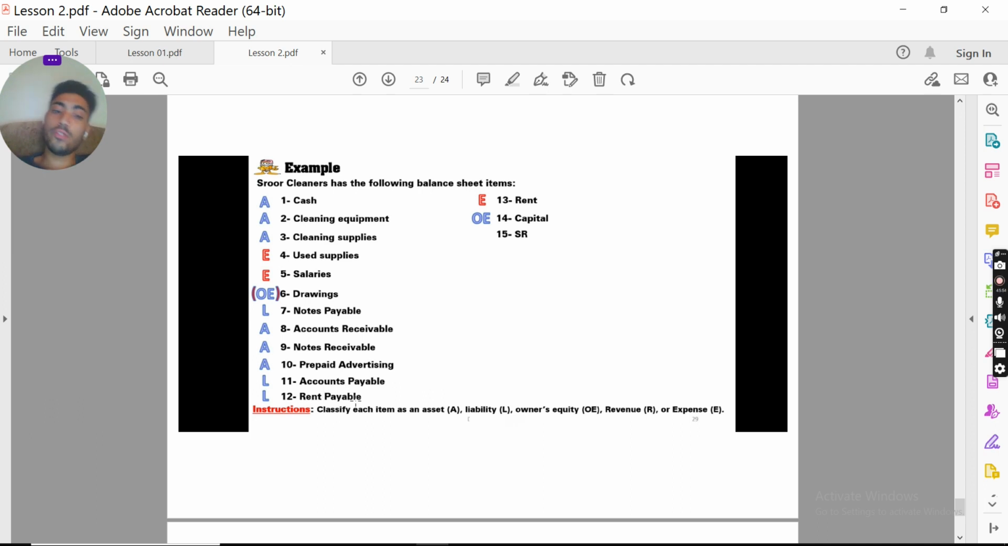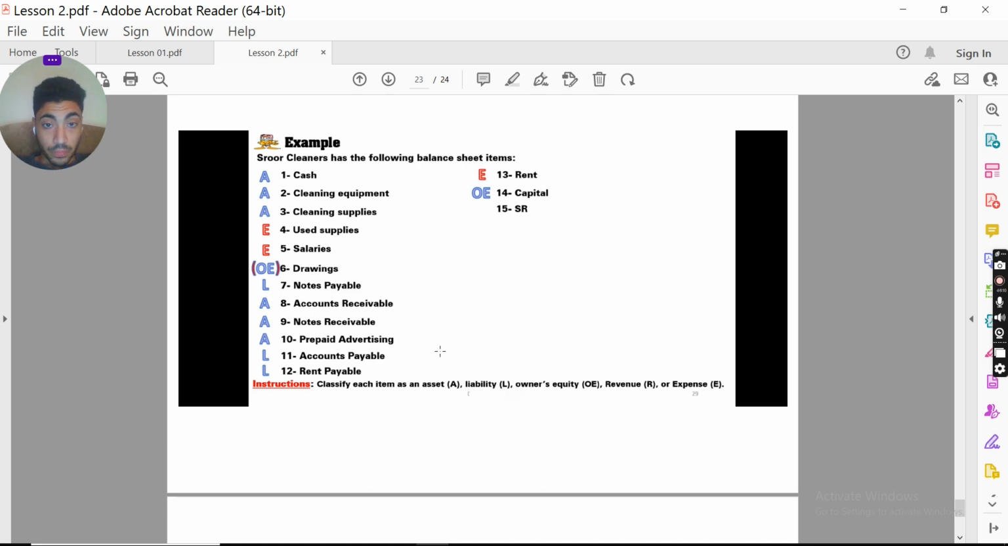Rent payable, I have to pay for the rents. It's a liability, since I have to pay someone and transfer the money into the other firm's account. Rent, of course, is an expense. Capital is just owner's equity. SR, that's revenue.